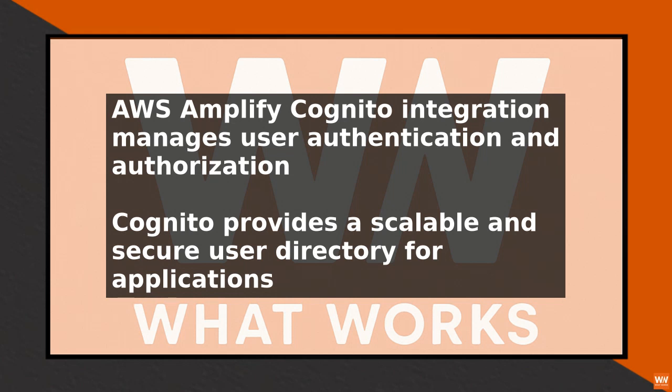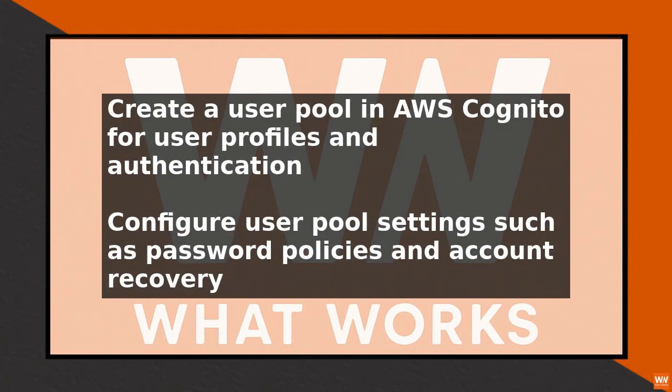Step 1. Setting up AWS Cognito. To start with AWS Cognito, you need to create a user pool, which is a user directory that stores user profiles and handles authentication. You can create a user pool by logging into the AWS Management Console and navigating to the Cognito dashboard. Create a new user pool and configure the settings such as password policies and account recovery options.